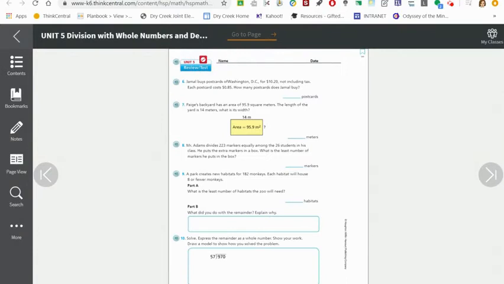Okay, so question number 6. Jamal buys postcards of Washington, D.C. for $10.20, not including tax. Each postcard costs 85 cents. How many postcards does Jamal buy?